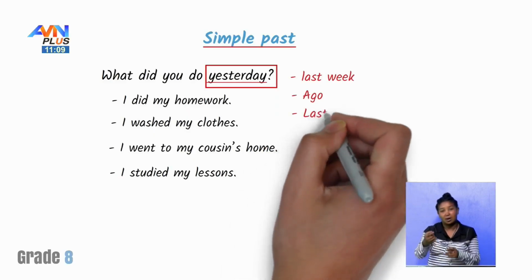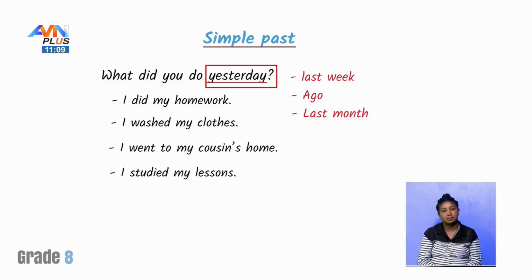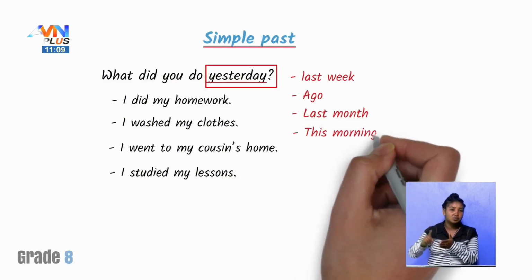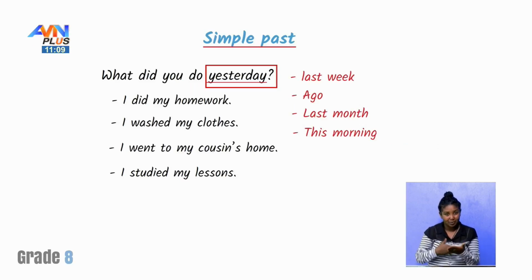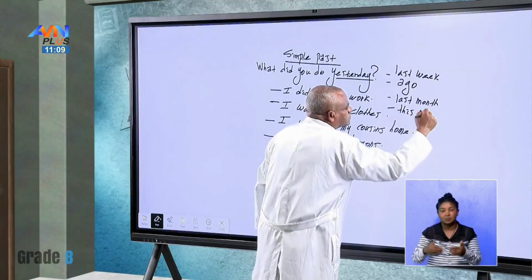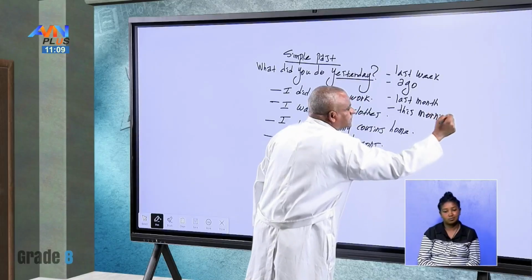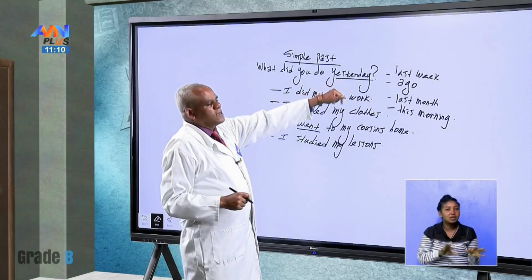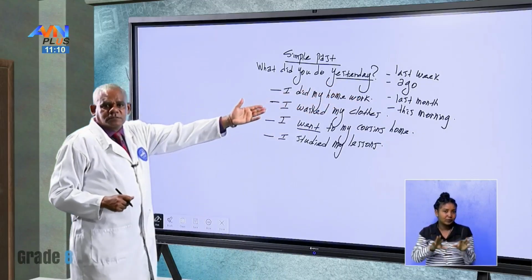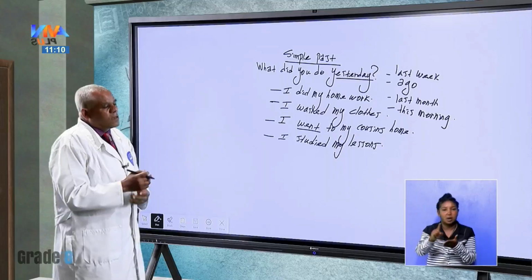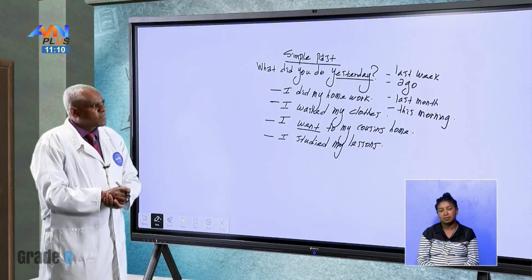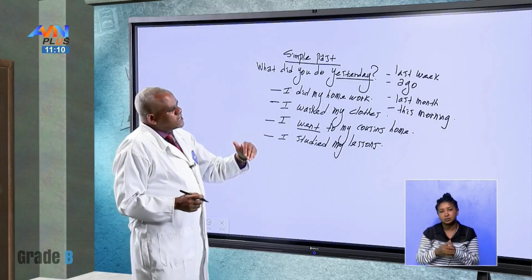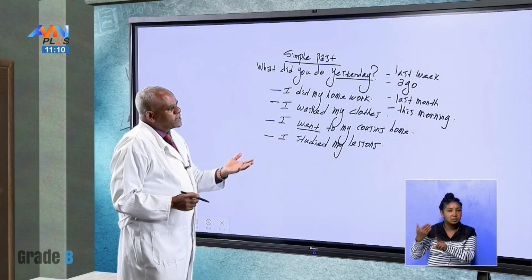Last means last year, the previous week, this morning, possible. We are talking about this morning. Come on, students. What did you do last week instead of yesterday? Last week is also possible. So not only yesterday. Last week is also an appropriate time adverb. What did you do last month? What did you do this morning?